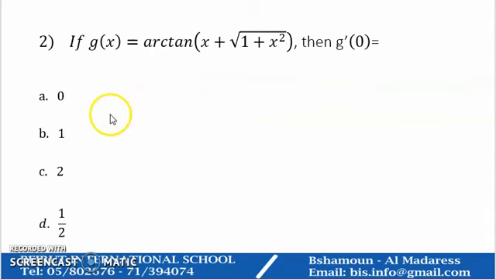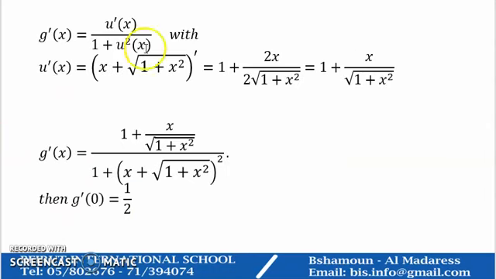The second question is: if g of x equals arctangent of x plus the radical of 1 plus x squared, then g prime of 0 equals what? We also have 4 possible answers: 0, 1, 2, 3. As I said in the previous question, you can pause the video, try to solve this question by yourselves, then you can see the correct answer here.